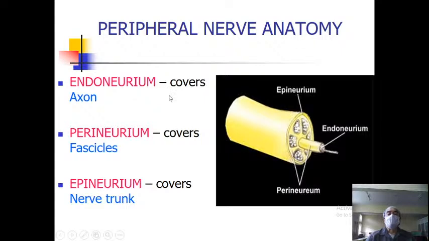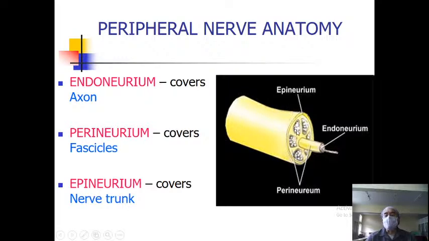Coming to the coverings of individual nerve fibers. See here, epineurium is the outermost one. Epineurium covers the whole nerve trunk. This nerve trunk contains lot of fascicles. See, this is a bunch here, this is a bunch, and each fascicle contains lot of axons. Okay, so the whole thing is covered outside by the epineurium.